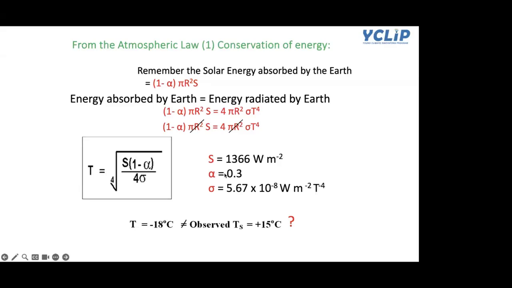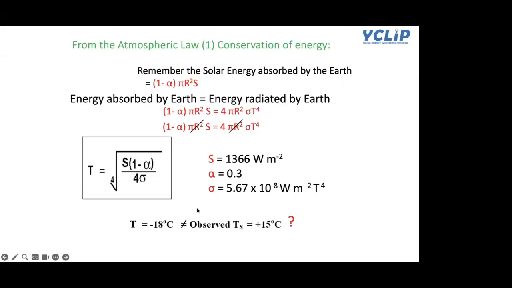If you put all the constants that we know, like the solar constant, we have a value for it. Albedo of the earth, we have a value for it. And the Stefan Boltzmann constant, we have a value for it. If you put all these things in this equation with your calculator, you have a value in Kelvin. When you convert it, you get a temperature of negative 18 degrees Celsius. This is supposed to be the average temperature of the earth because what comes in is what goes out, and we have just calculated it here.